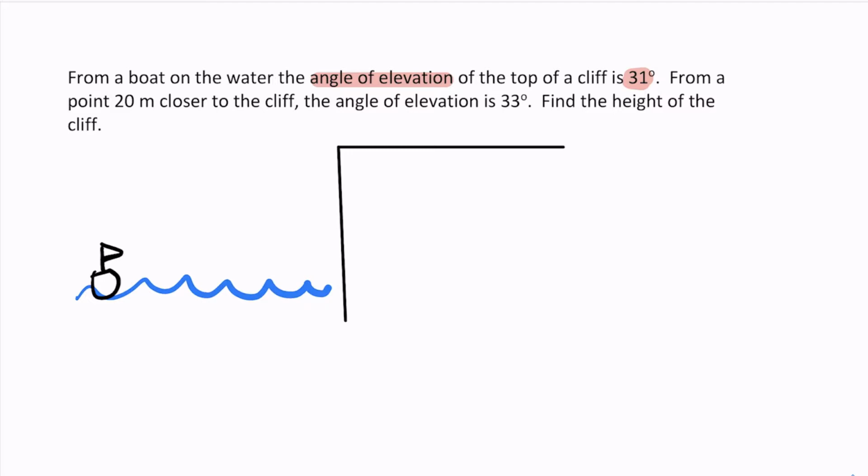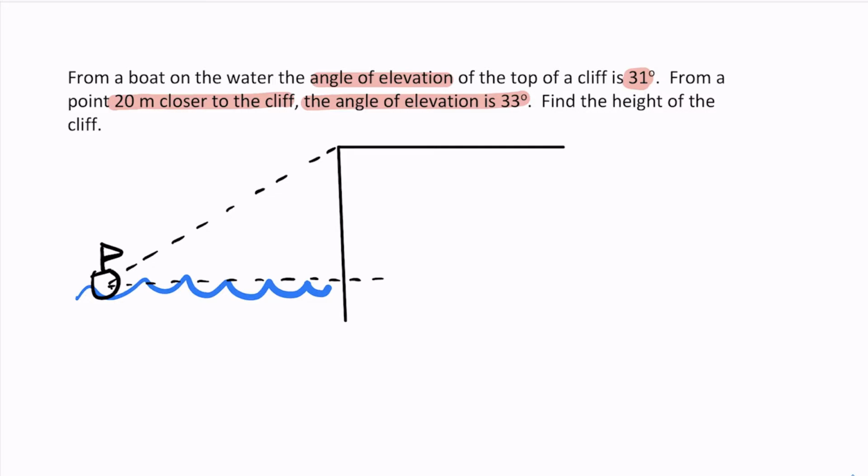The angle of elevation to the top of the cliff is 31 degrees. So if the boat is looking across, if that's the horizontal, then this will be my angle of elevation. Actually, let me do a broken line, because solid lines will represent a physical structure, and this is just a line of vision. Now it says, from a point 20 meters closer to the cliff, the angle of elevation is 33 degrees. Find the height of the cliff.